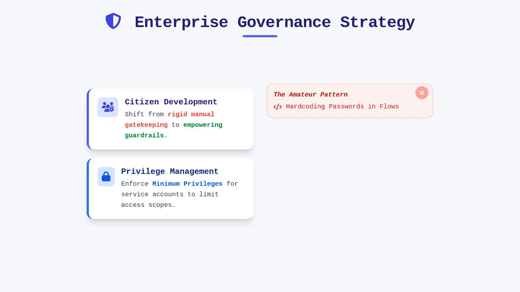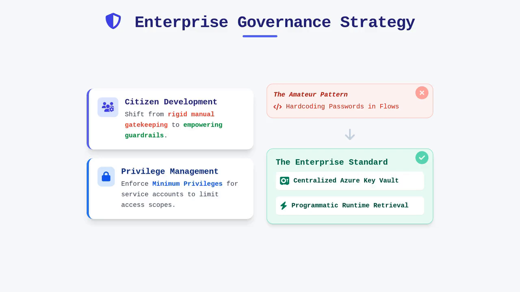When an automation requires access to sensitive credentials, you must avoid the amateurish pattern of hard-coding passwords within a flow. Instead, leverage Azure Key Vault to centralize and secure secret management, ensuring that your flows programmatically retrieve keys at runtime. This practice significantly reduces the blast radius of a potential credential compromise and aligns with standard security compliance requirements.